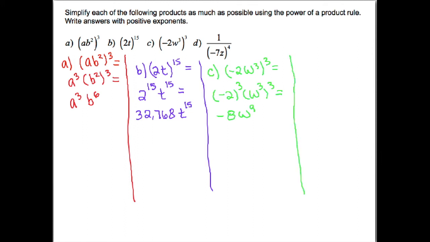And for part D, we have 1 over negative 7z to the 4th. So I'll go ahead and write 1 over, and again take each factor. The negative 7 is one factor, raise it to the 4th. The z is another factor, raise it to the 4th. And it turns out negative 7 to the 4th, well, that's 2,401. So this leaves me with 1 over 2,401 times z to the 4th.